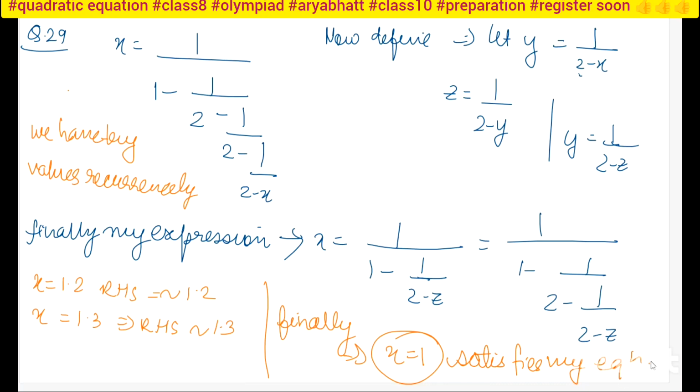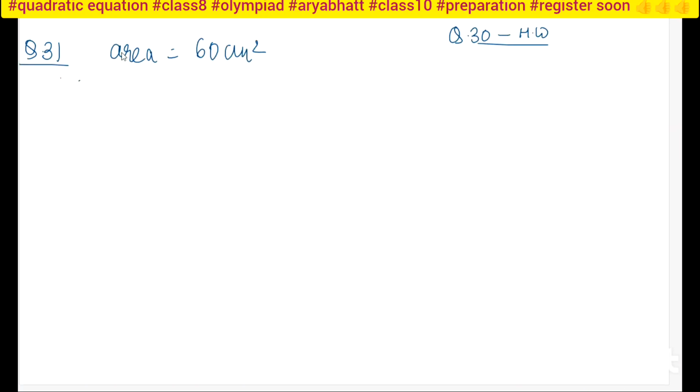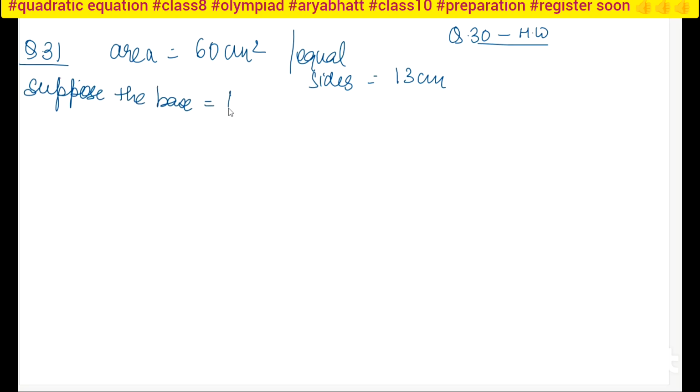So it will be the value only, answer only. Given the area of an isosceles triangle is 16 centimeter square and the equal sides are given 13 centimeter. Okay, now we will suppose the base is equal to b. So perpendicular drawn on the base and it bisects it in right angles. So we have two right angles over there.